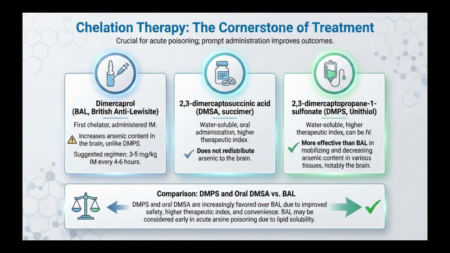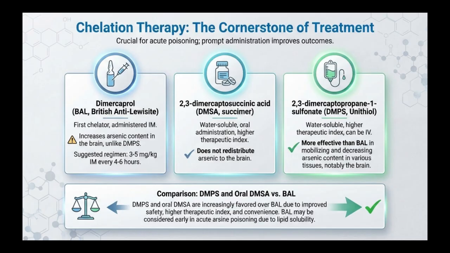One of the earliest chelating agents developed was British anti-lewisite, also known as dimercaprol. Originally created as an antidote for lewisite, an organoarsenical warfare agent, dimercaprol works by binding to arsenic through its vicinal dithiol groups, forming stable complexes that are excreted from the body. It is supplied in oil for deep intramuscular injection, which can cause pain. Animal studies indicate that this agent increases arsenic levels in the brain, unlike other chelators such as dimercaptopropane-1-sulfonate.